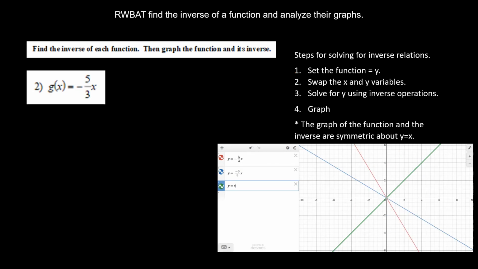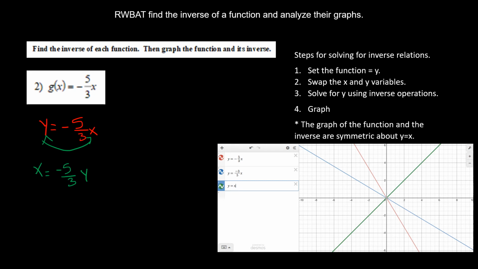In this case here, we have a little bit of a fraction, not a big deal, guys. It says set it equal to y. So we'll say y equals -5 over 3x. Our next step is to switch or swap x and y. So we'll say x equals -5 over 3y. Let's go ahead and solve.